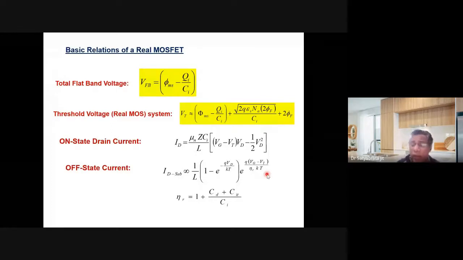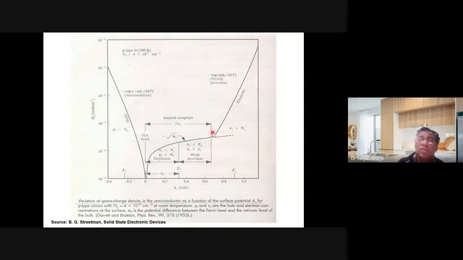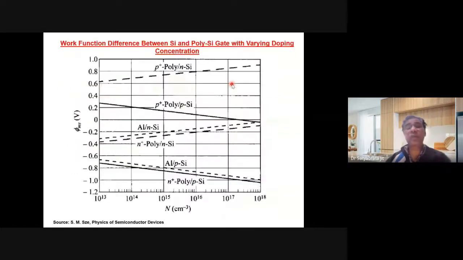Okay, and the gate voltage at which the strong inversion starts is called the threshold voltage, right? I mean the device is turned on, that is called the threshold voltage. So this is where the on-state current is, and this is where the off-state current is. Now here are some important things that I would like to mention.